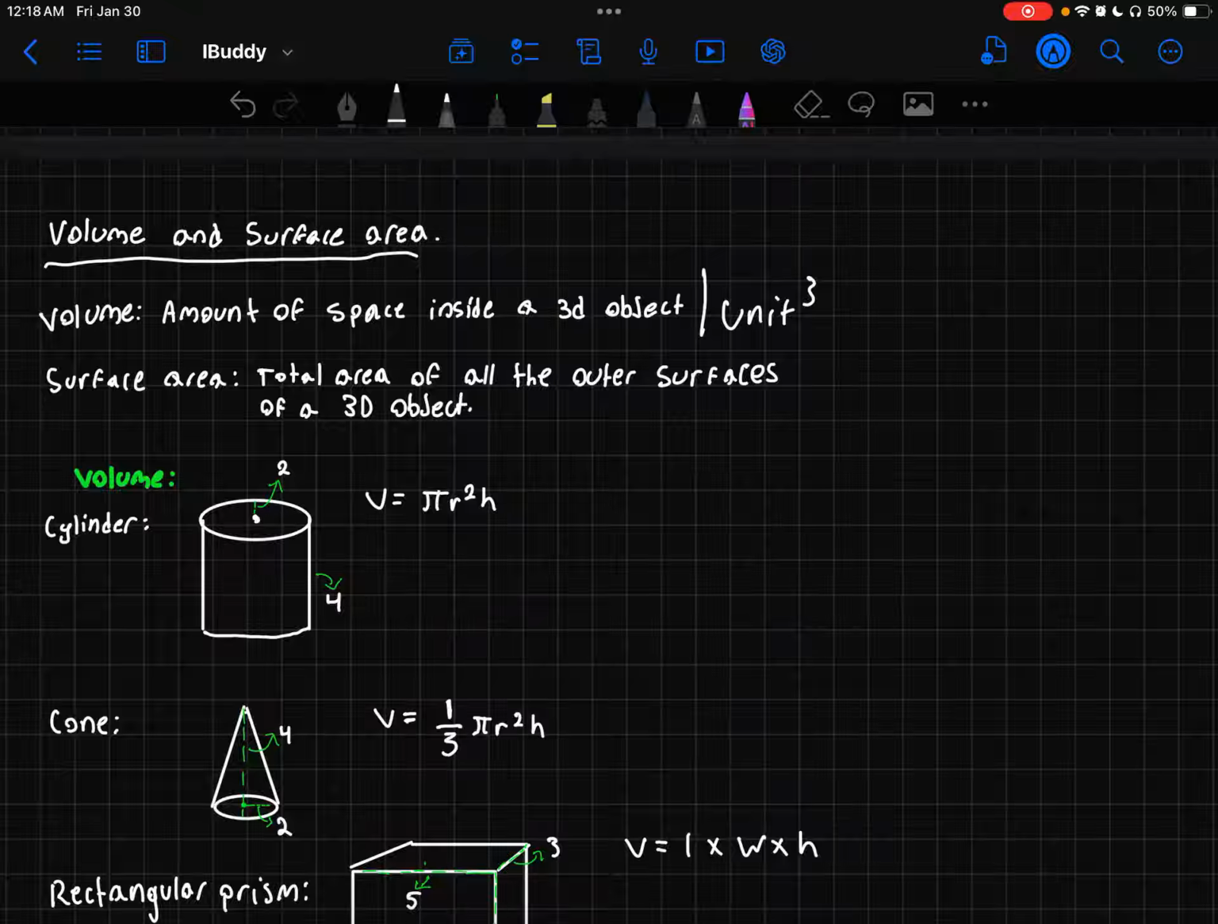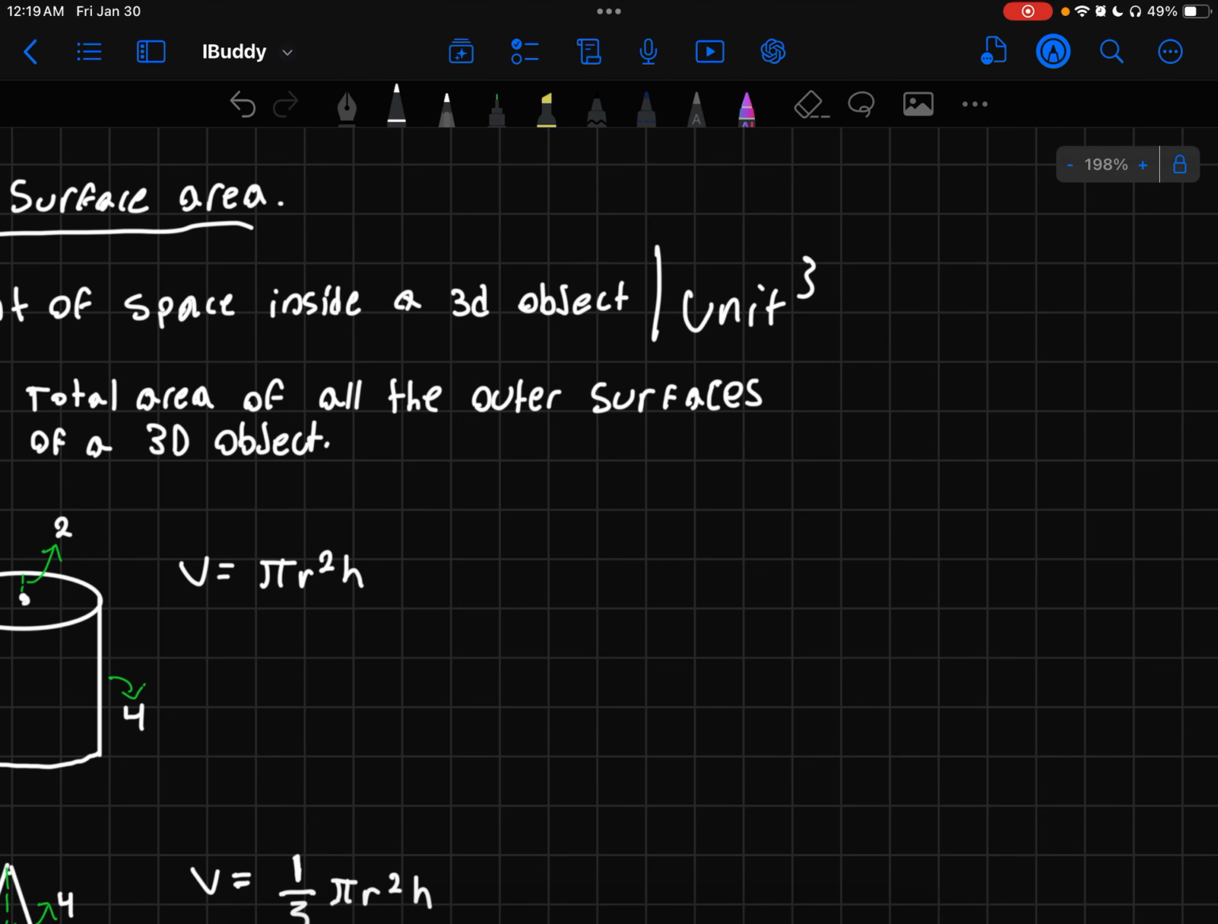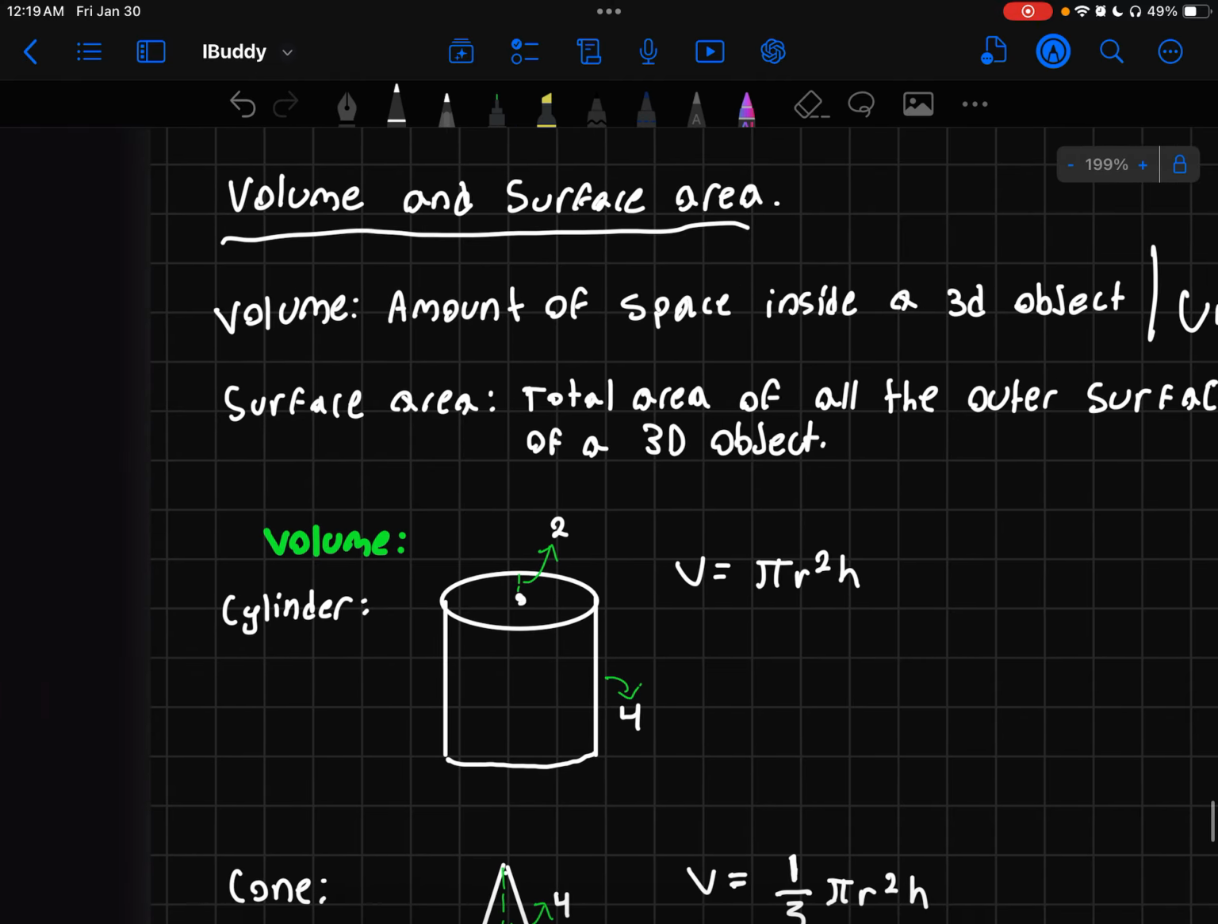Now surface area is the total area of all the outer surfaces of a 3D object. It basically just tells you how much outside covering it has. So the surface area unit is just unit squared. So let's go over some examples of different shapes.